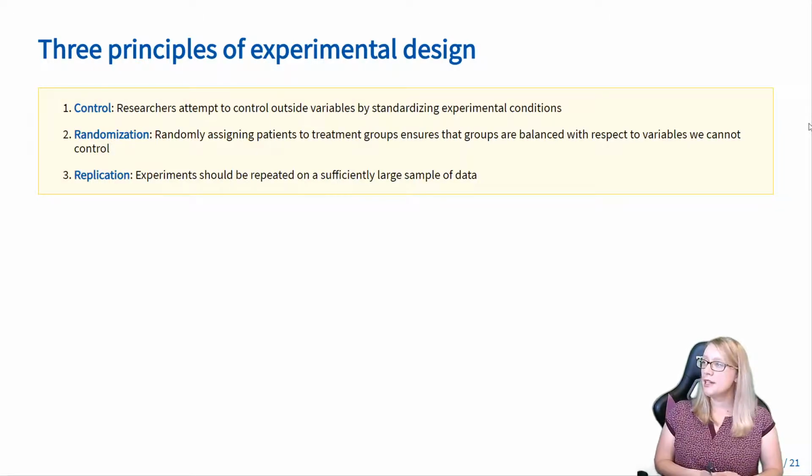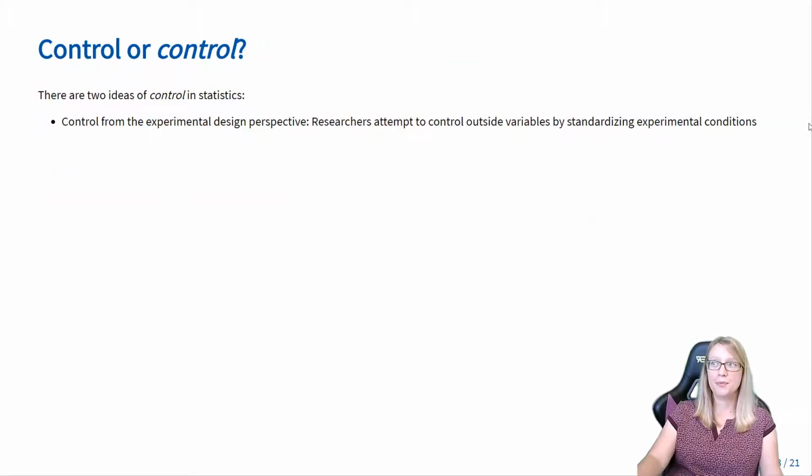Our second principle here is randomization. We want to, if we can, randomly select our patients or randomly assign our patients to treatment groups to make sure that these groups are balanced with respect to the things we can't control. We hope that everything that is external balances out by this act of randomization. And then finally, replication. We want our experiments to be repeated on a sufficiently large sample of data.